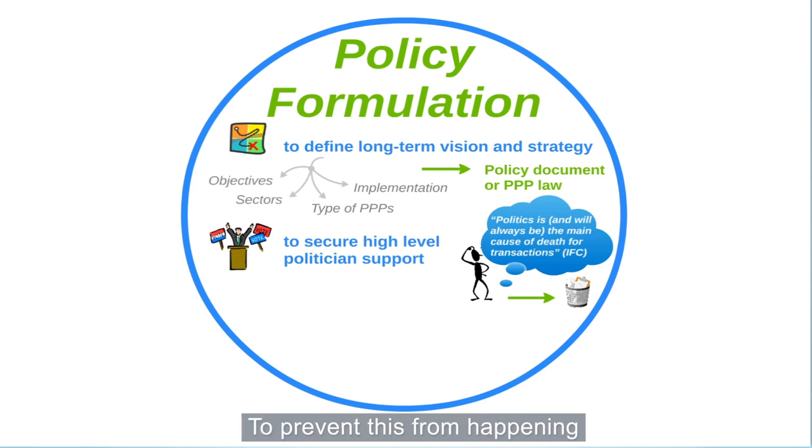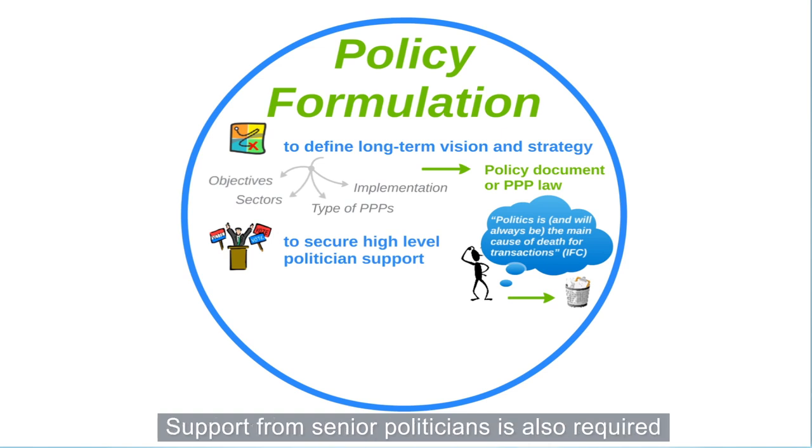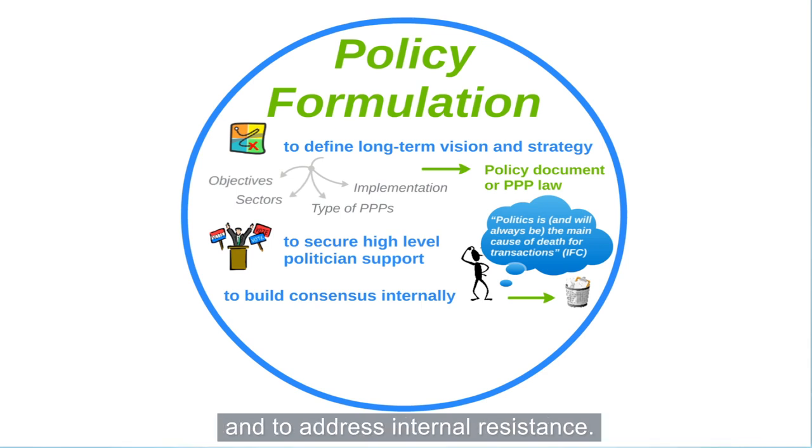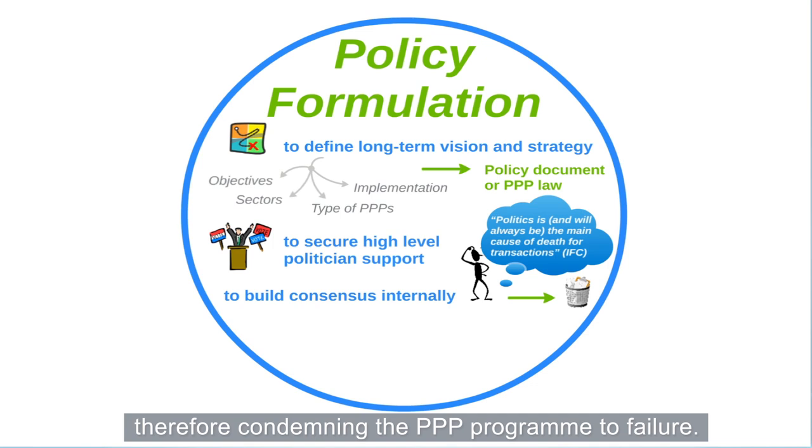To prevent this from happening, you need strong, consistent, and stable support from top policymakers. Support from senior politicians is also required to build consensus among different ministries and agencies, and to address internal resistance. For many government officials, the PPP is a new procurement method requiring complex arrangements, and they may be uncertain of their role in the whole process. Without internal buy-in, there's a risk that government officials may stay in their comfort zone and only submit projects which are not feasible via traditional procurement for PPP implementation, therefore condemning the PPP program to failure.